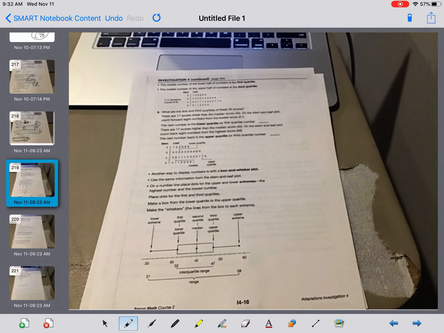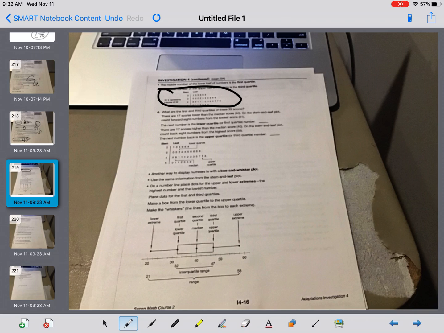Now we got some more definitions. It says the middle number of the lower half of the numbers is the first quartile. The middle number of the upper half of the numbers is the third quartile. So you have the same list of numbers from the front side that you can barely see on my video, but you can see it on your piece of paper. Number 4 says, what are the first and third quartiles of these 35 scores? There are 17 scores lower than the median score. And then they gave us the answer right there.